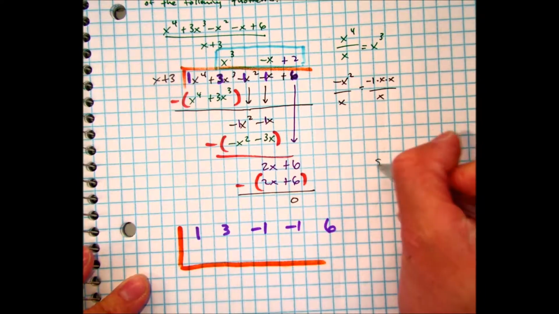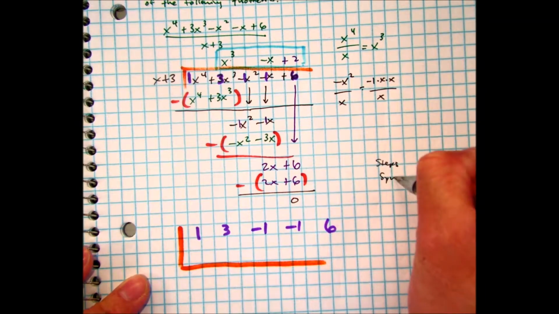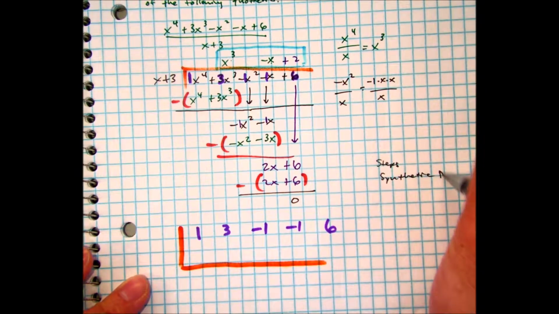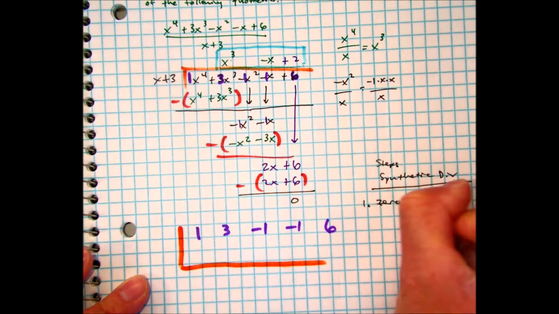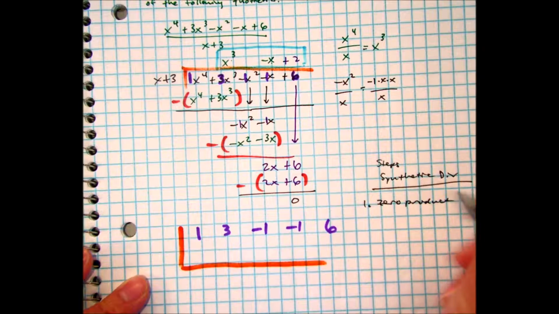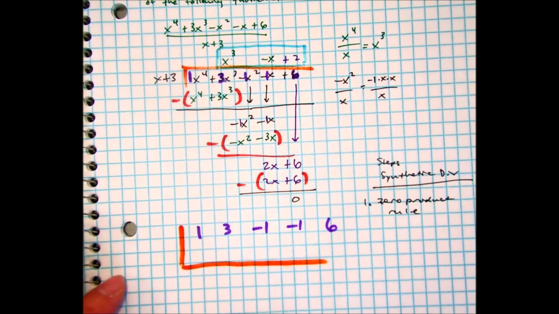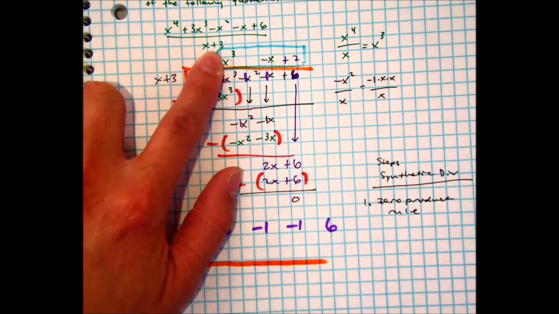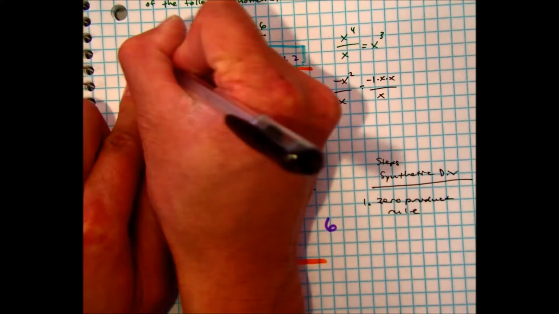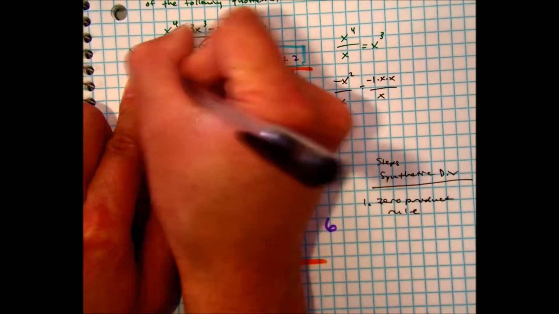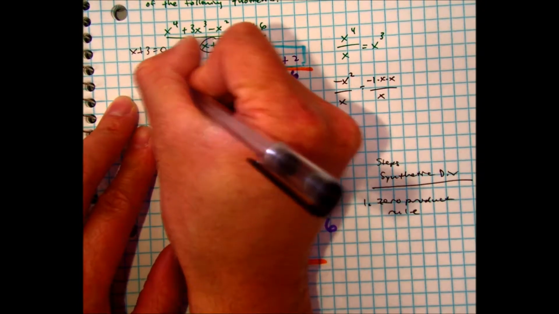So here are some steps using synthetic division. We're going to apply the zero product rule. Everyone say zero product rule. That essentially says we're going to take that x plus 3 and set it equal to 0. And when you solve that, you get what? -3.